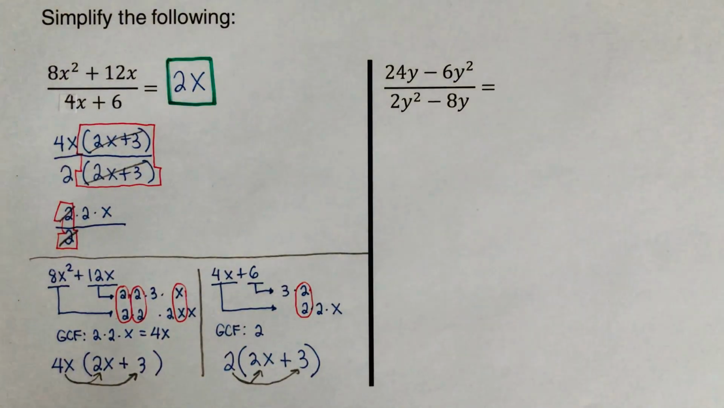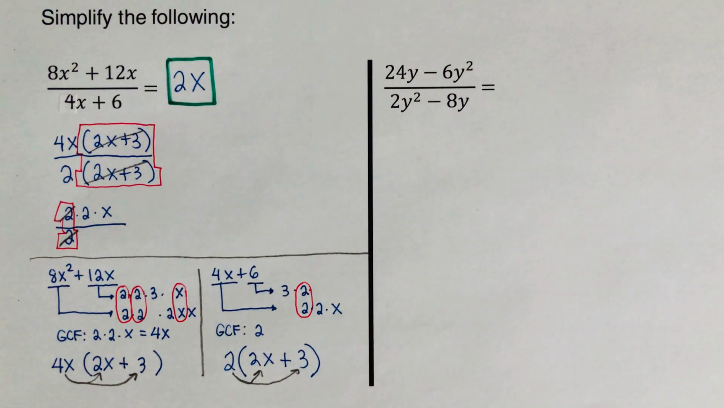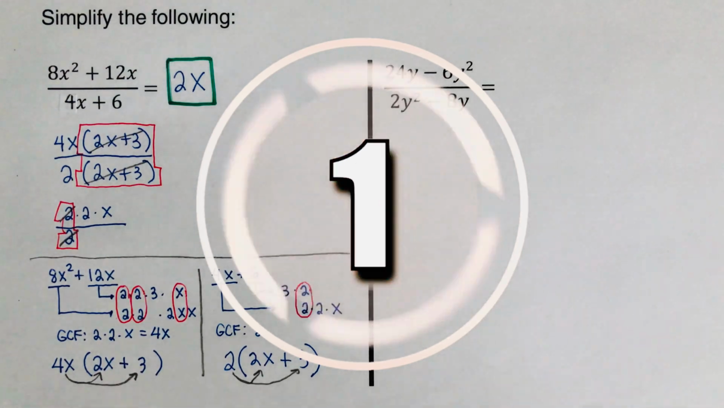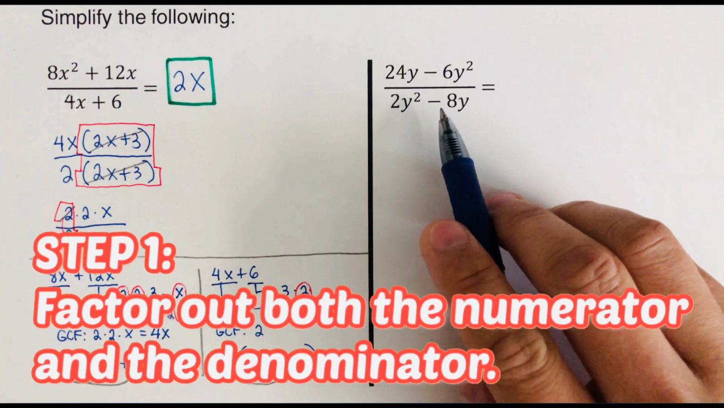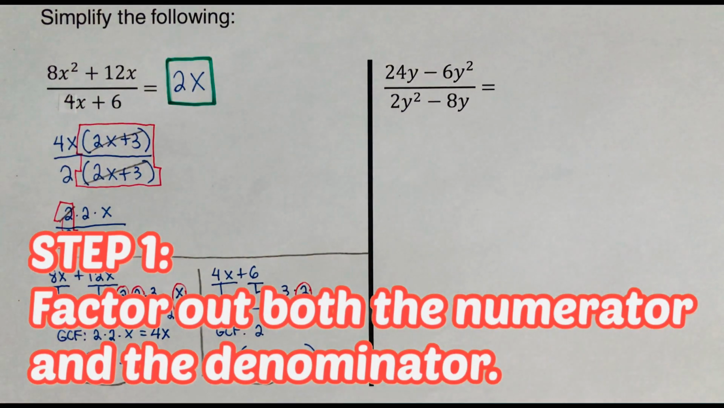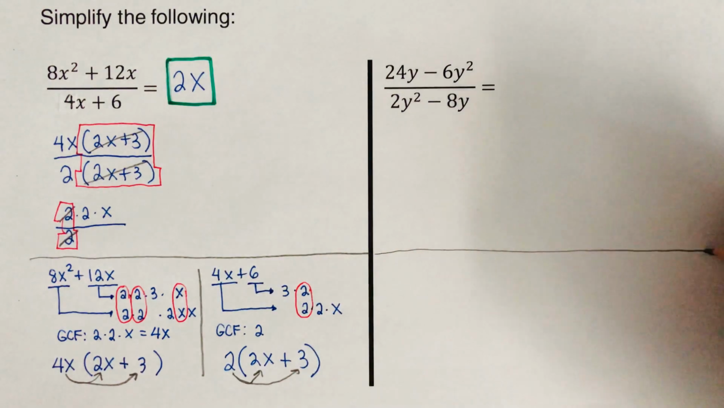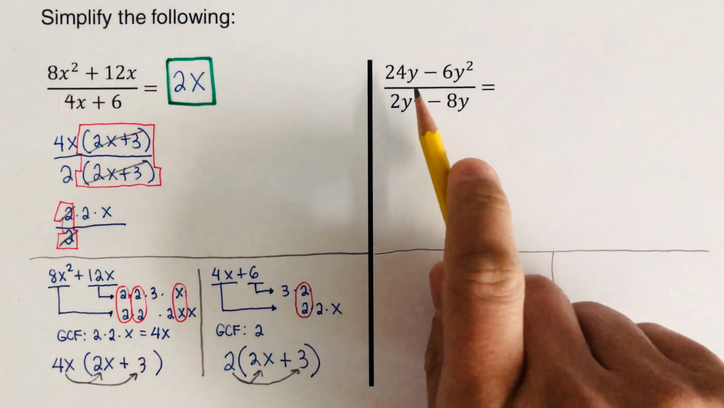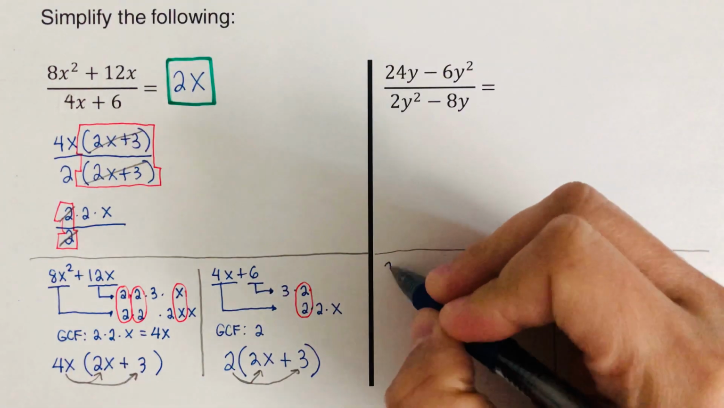At this time, I would encourage you to pause this video and try this problem out on your own. And when you're done, unpause it and check your answer. Okay, so we go over the problem here. Again, the first step is to factor out both the numerator and the denominator. So in this problem, I'm just going to show the finding of the GCF. So we're going to factor out the GCF from each of the terms here. So I'm just going to show the work down here.